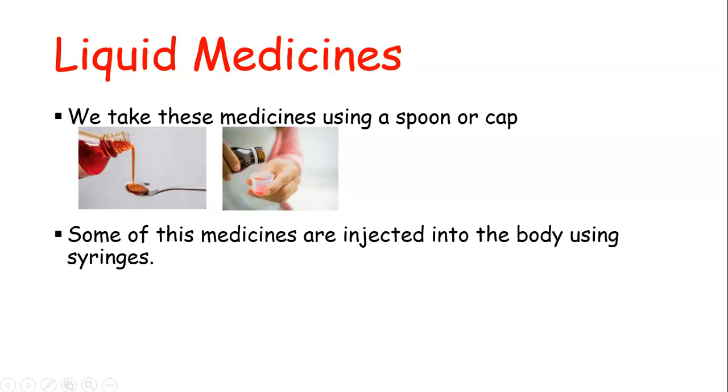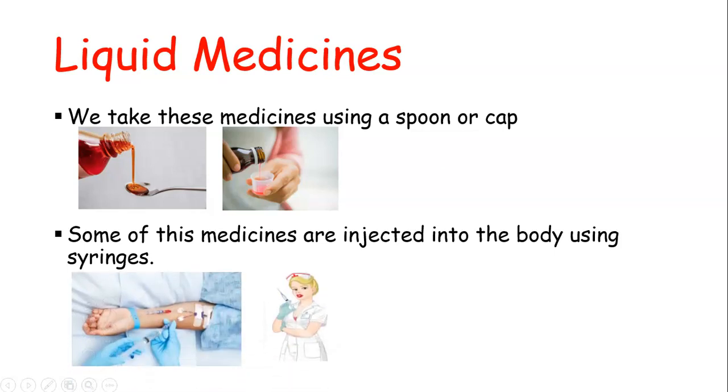Some of these medicines are injected into the body using syringes. So you can see from this image, we have a patient receiving their medicine, but they are using a syringe. This is a syringe. You can see it from here. That's a syringe. The patient is receiving their medicine. So these liquid medicines can be administered using syringes. We also have a nurse here who has a syringe. They are ready to administer the medicine to a patient.